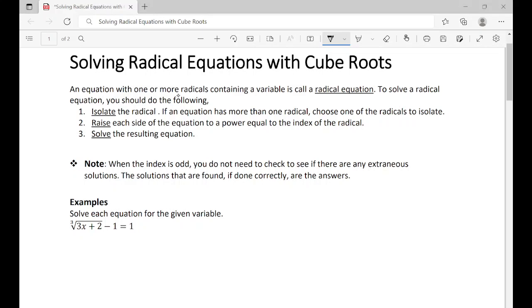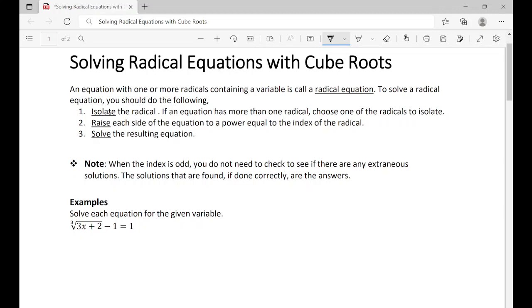An equation with one or more radicals containing a variable is called a radical equation. To solve a radical equation, you should do the following. First, isolate the radical. If an equation has more than one radical, choose one of the radicals to isolate. Once you've done that, raise each side of the equation to the power equal to the index of the radical. And finally, solve that resulting equation.